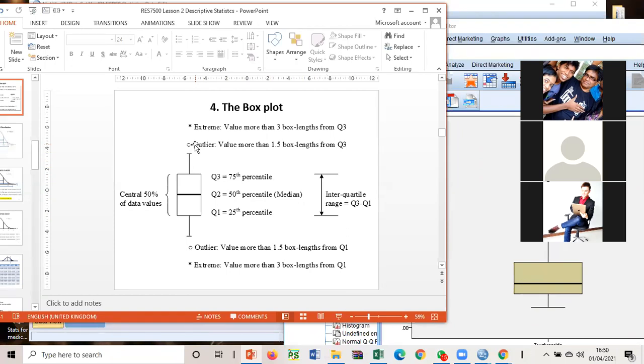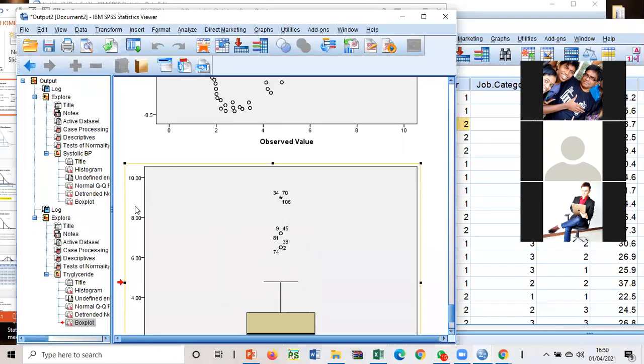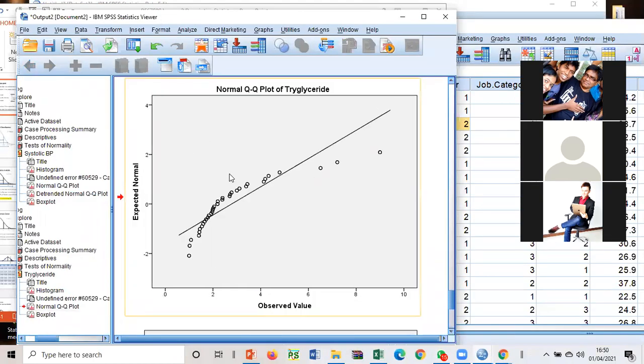Are you okay? Now, what's the extreme value? 3 times box length from Q3. If this is 5, 3 times 5 is 15. So from here up, anything more than 15 is an extreme value. That's how they are computed. In our example, remove all this.